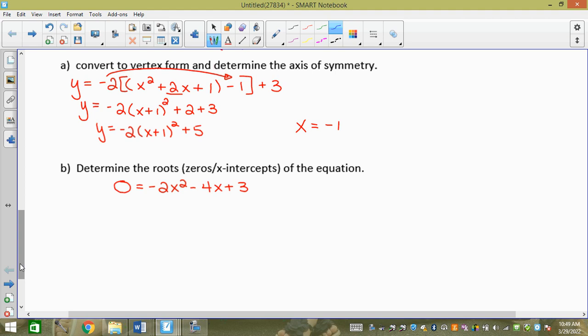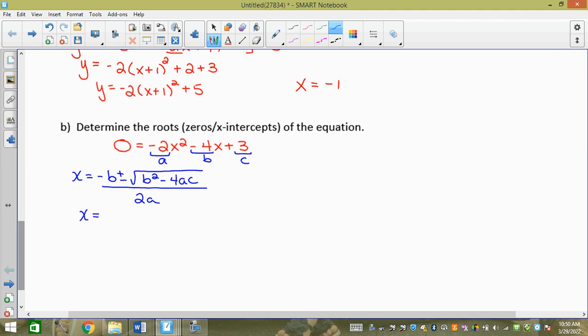Yeah? So what you could do is move everything to the other side to make your 2x squared positive if that's what you want, or you can leave it on this side. It doesn't really matter. I'm going to leave it here. So this is going to be my A, this is going to be my B, this is going to be my C. So I get x equals negative b plus or minus the square root of b squared minus 4ac, all over 2a.